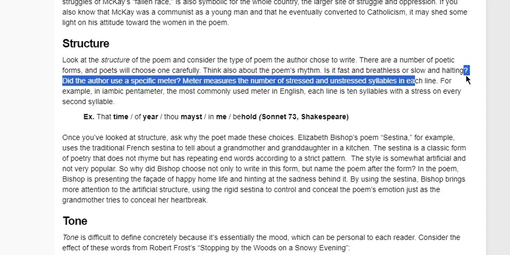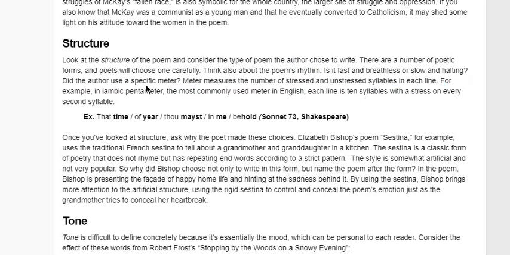Alright, is it slow, halting? Did the author use a specific meter? Meter measures the number of stressed and unstressed syllables. I hope you know that. For example, in iambic pentameter, the most commonly used meter in English, each line is 10 syllables with a stress on every second syllable. The time of year thou mayst in me behold. So there's a stress on the second one, alright?